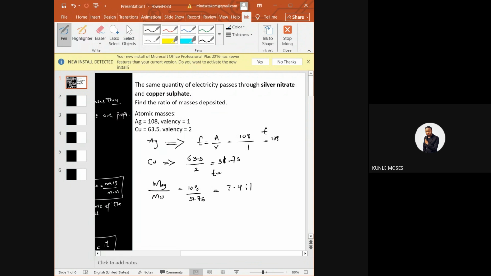In the question, the options are not in this form. What they write in the options is that copper deposits 3.4 times more mass than silver, or silver deposits 3.4 times more mass than copper. So the answer simply means silver has deposited 3.4 times more mass than copper, from this ratio that we got here. Please, do you get it? Are we all clear?